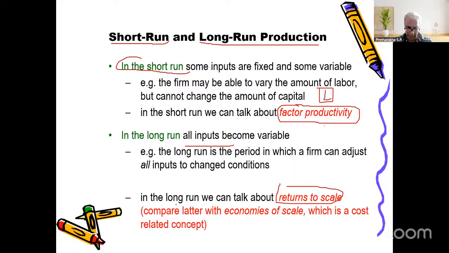Last time I also explained that we can look at this in two ways, like the same coin with two sides. If you look at the production side, we call it returns to scale. If you look at the cost side, we call it economies of scale. We are going to do both.